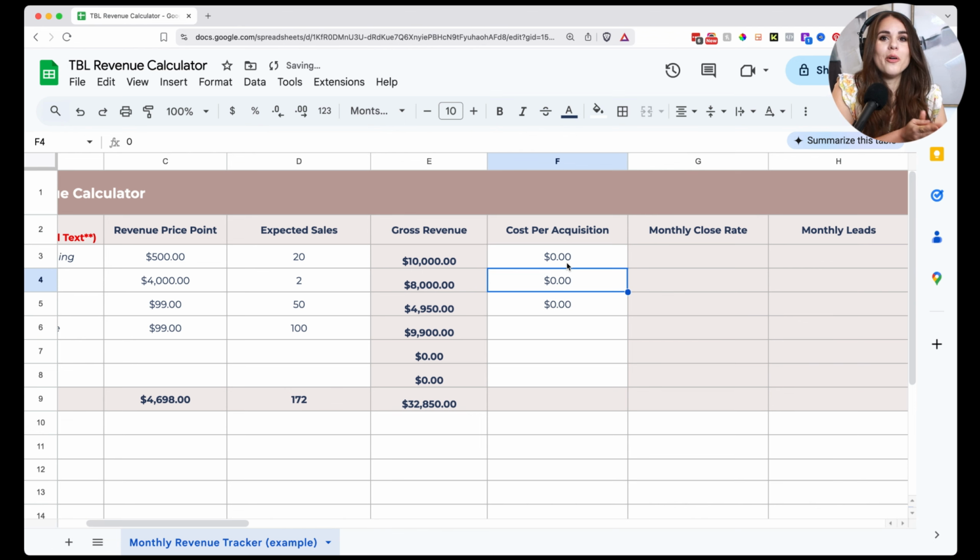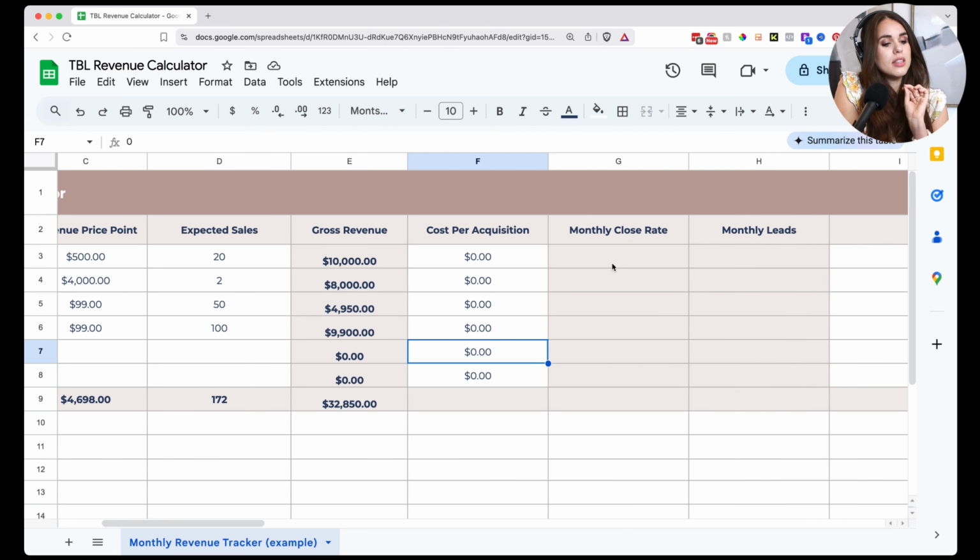If it feels too overwhelming, you don't have to use it, but it is something nice to have if you are running ads, so that you can keep an idea of where your hard costs are really coming from, or at least the acquisition costs. Okay, now we're going to think about monthly close rate as well as your monthly leads. And you can reorganize this as you want. This is just kind of how my brain works, so I like having them in this order.